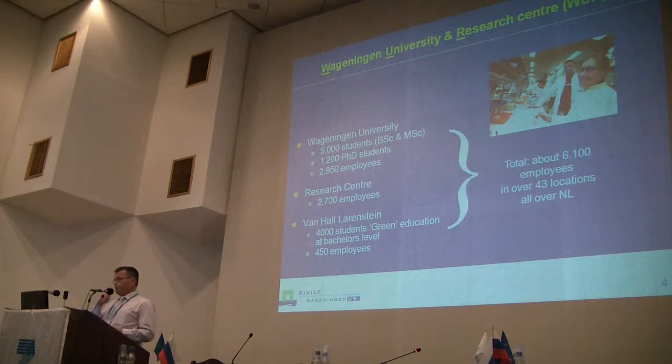To give you an impression of the size of the whole organization, the university has 5,000 students, bachelor and master, 1,200 PhD students, and about 3,000 employees. The research center is in total 2,700 employees. And then there is another education, which is at bachelor level, which has 4,000 students and 450 employees. So quite a lot of people, 6,000, and then all of our 43 locations in the Netherlands. The main part is in Wageningen.